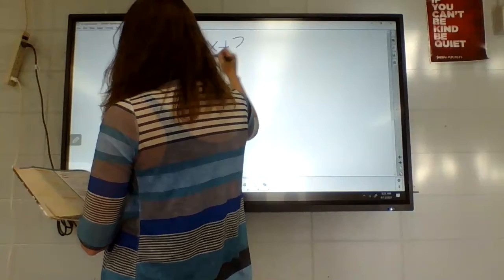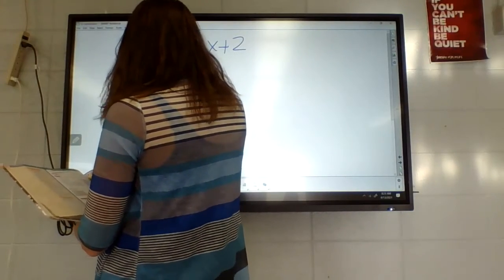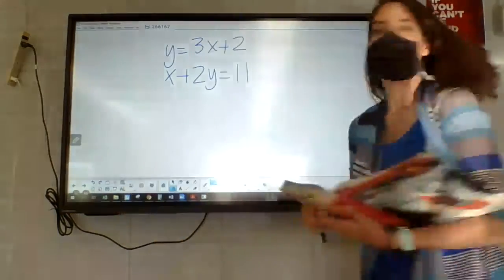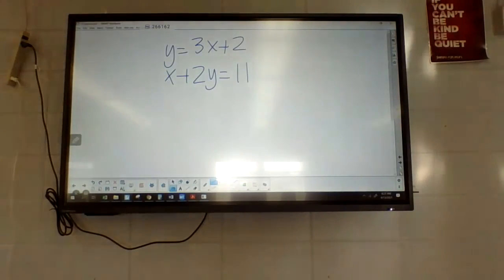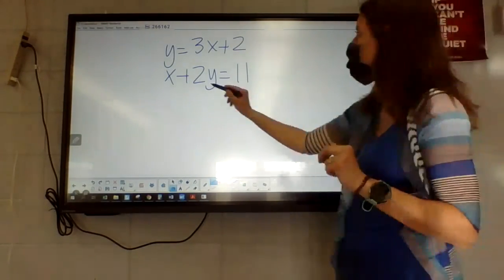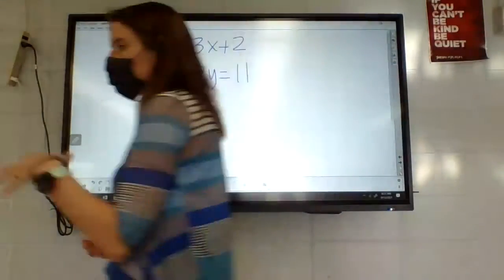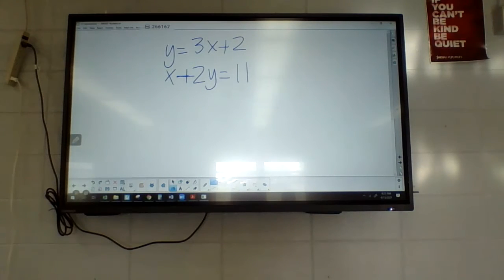All right, this one does not have negatives. I don't want you guys to freak out about those. So let's try this one. So y equals 3x minus 2, and then you're replacing the y with what you know y equals.